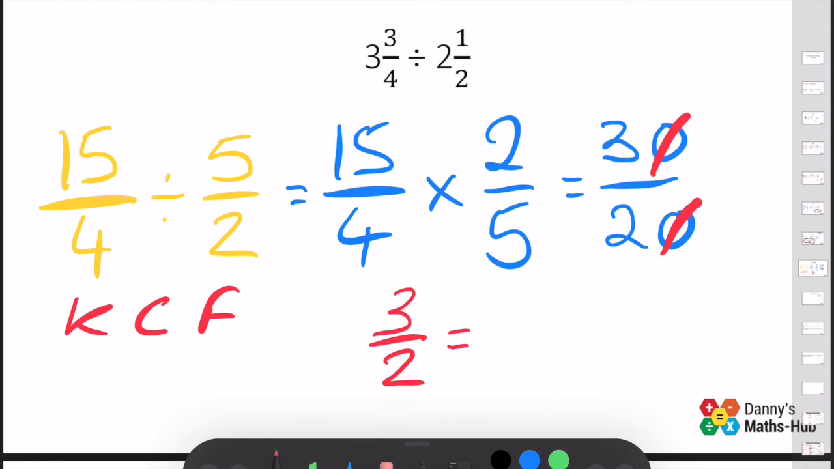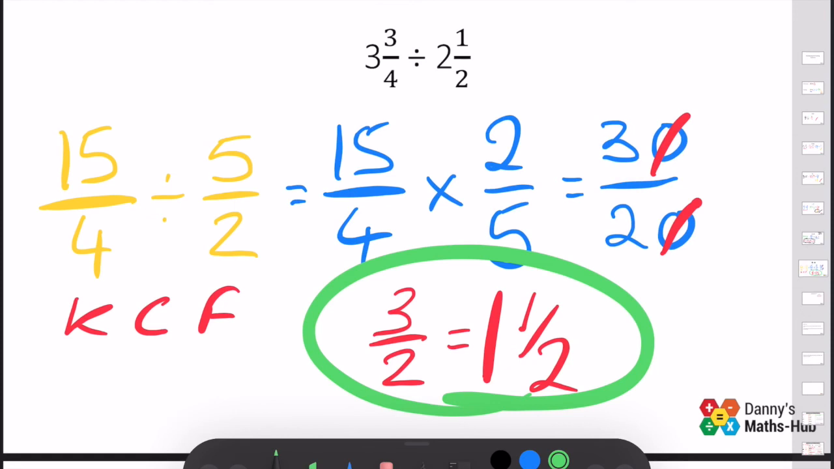So now we want to convert 3/2 into a mixed number. How many 2s go into 3? 1 with remainder 1. This is our final answer. Remember, if you struggle with improper fractions and mixed numbers, please do go back and look at my previous video.